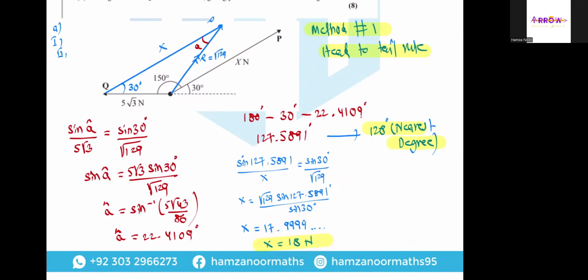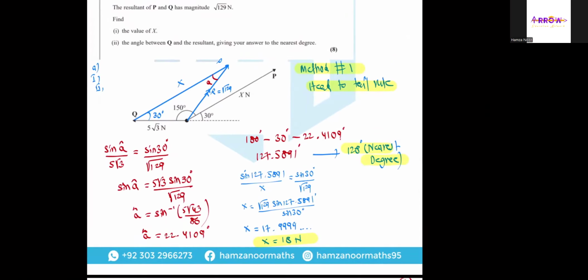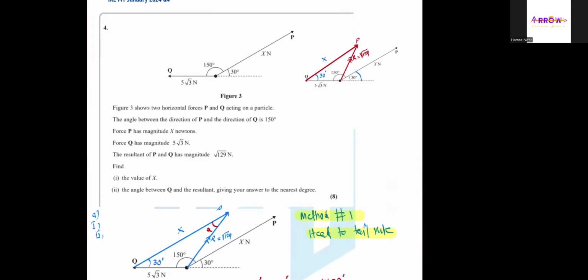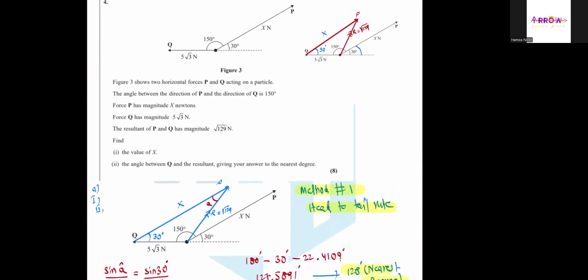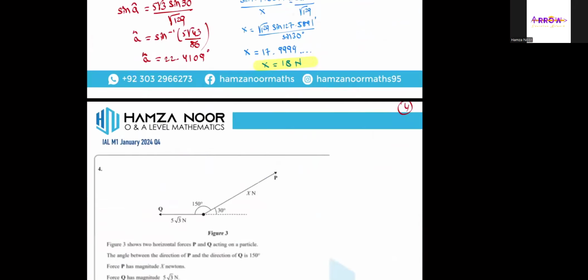All right. So in this way, we have achieved complete 8 marks over here. So this was approach number 1, head to tail rule, or you can say nose to tail rule, or you can say triangle law of vector addition. So x is equal to 18 Newton is your answer. Now we have an alternative approach. For that purpose, let's move on to the next page.